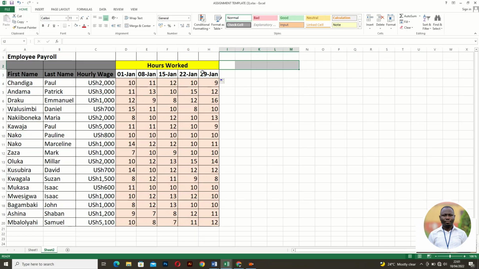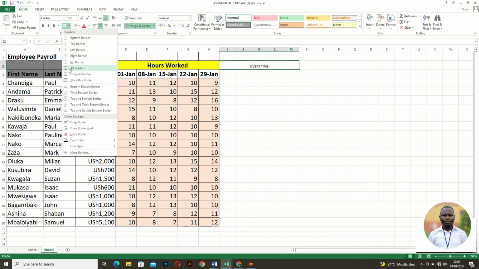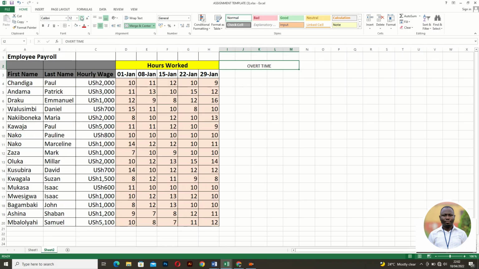That is where we're going to put our title. We merge it, and after merging it, we call it overtime. Let's give it a border, increase the font size as well, then make it bold. So that is our overtime, and this is hours worked for.